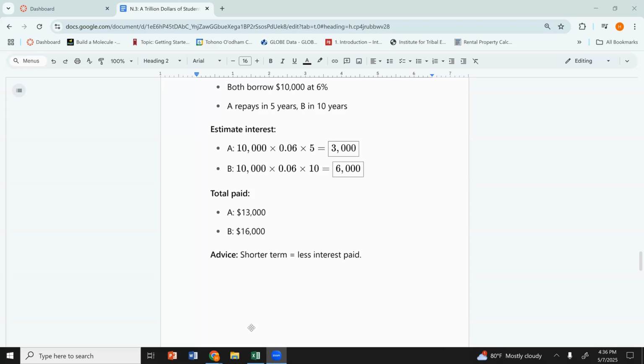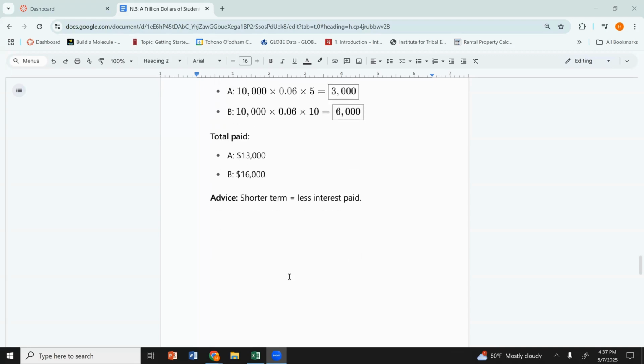So if you double the number of years it takes you to pay, you probably pay double the amount in interest. Okay. So in this situation, student A is going to pay 3,000, student B is going to pay 6,000 in interest on the same amount they borrowed, but they are paying it over different lengths of time. So shorter time means less interest paid, which is very important in dealing with these loans which involve interest and loan terms.